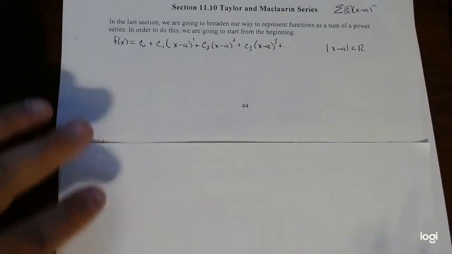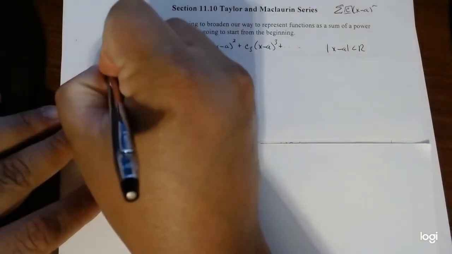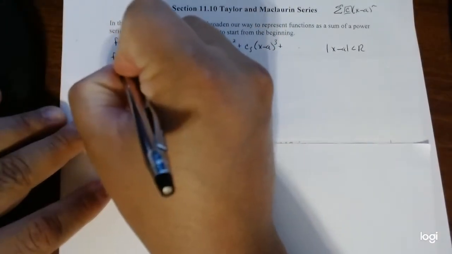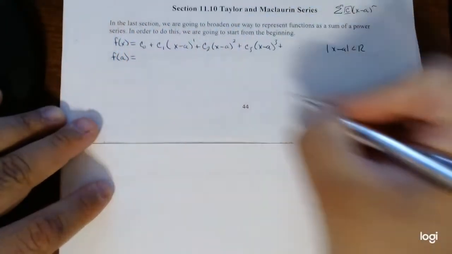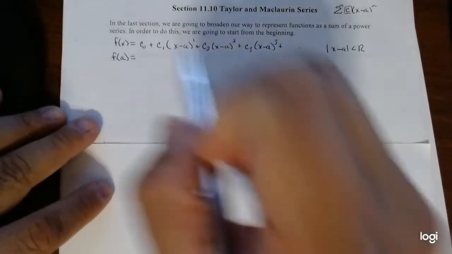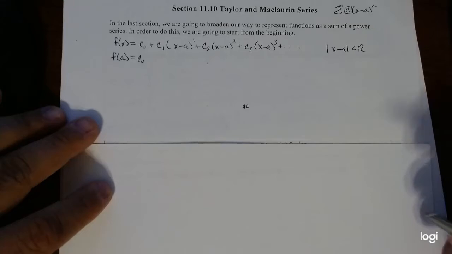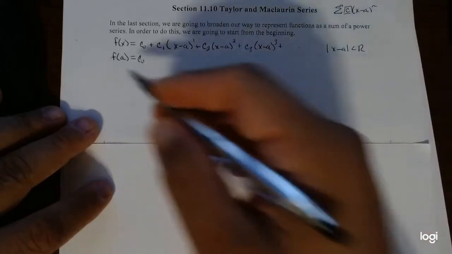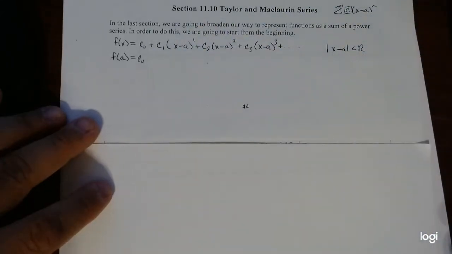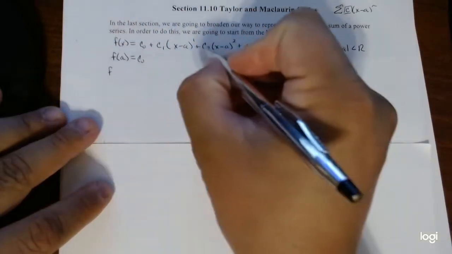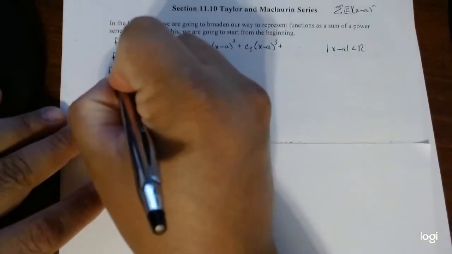Okay, so now let me quickly do this. If I plug in f of a, meaning I plug in x equals a, notice everything cancels and we just get c naught. So we know our coefficient is just the f of a term. If x equals a, the coefficient is just the output, f of a. But if I take the derivative now, because we want all the coefficients, not just the first one, so not so bad there.